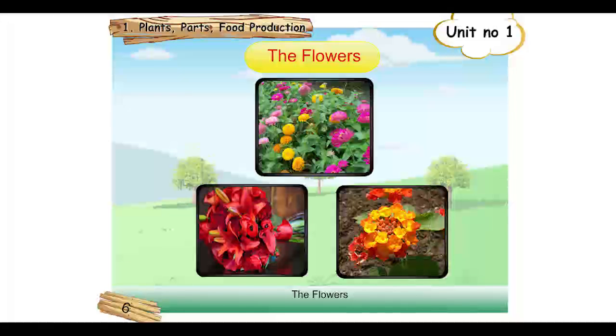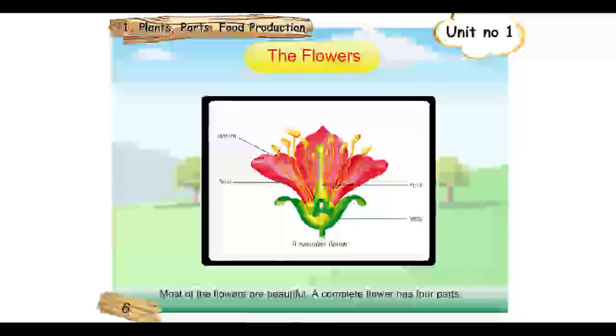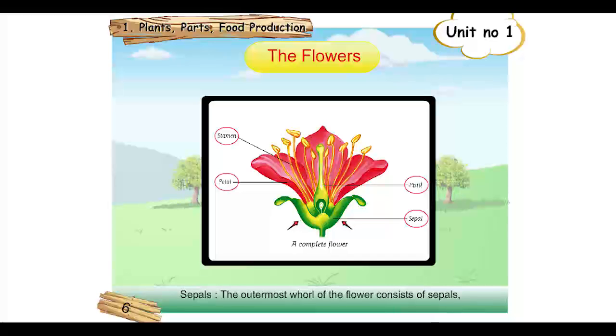The flowers. Flowers are of different shapes, sizes and colors. Most of the flowers are beautiful. A complete flower has 4 parts. They are 1. Sepals, 2. Petals, 3. Stamens and 4. Pistil.